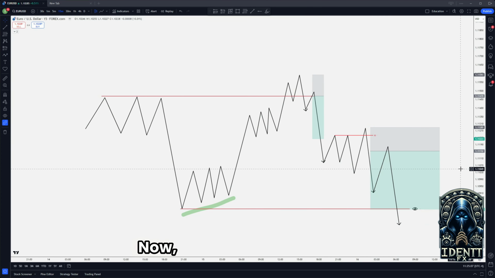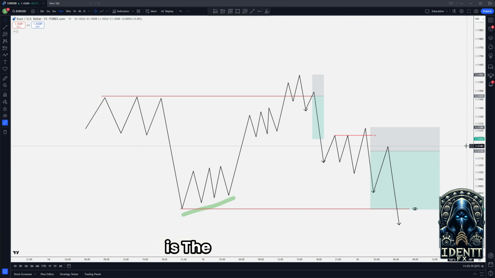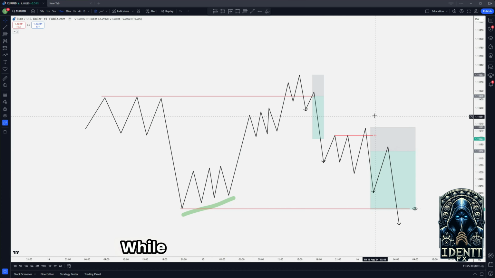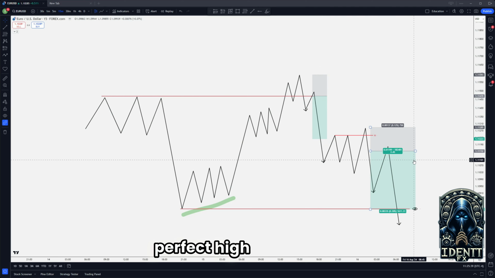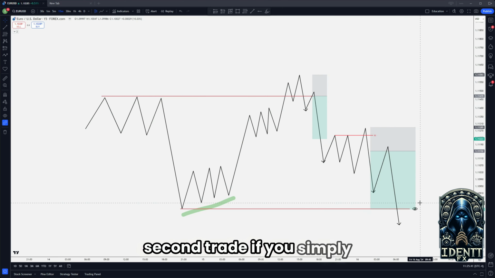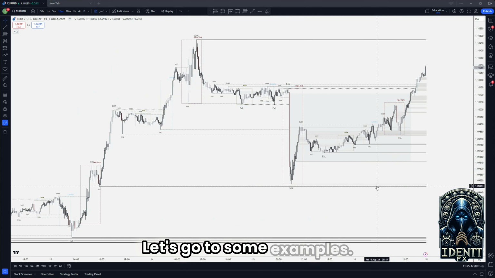Keep that in mind. Now, just simply look at this specific print of price and tell me that you have not seen this in the live environment yet. I'm going to show you an example. I'm not going to cherry pick. Today is the 18th of August. I will go over some examples in the recent week on EU. So here, while a lot of people, ICT traders, for example, already capitalized on 2R and called it a day, there was a perfect high probability second trade if you simply know how to establish an accurate draw on liquidity. Let's go to some examples right here.